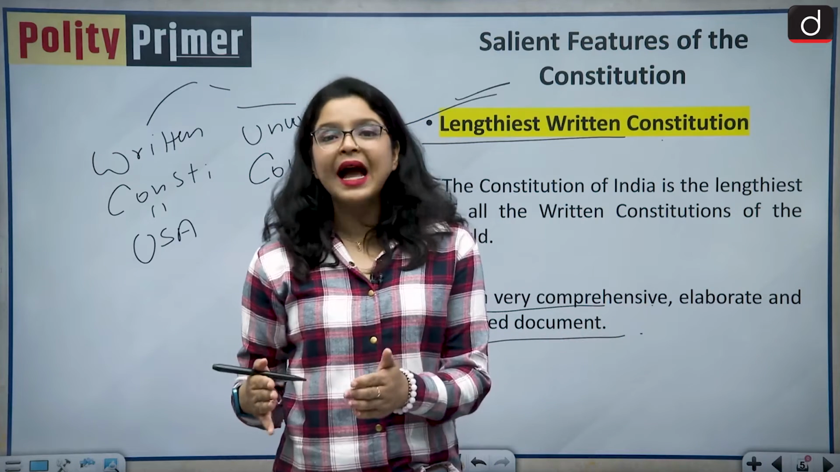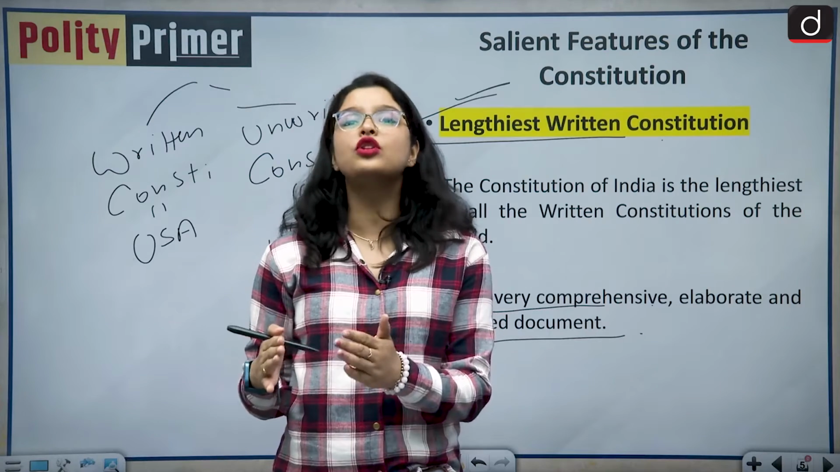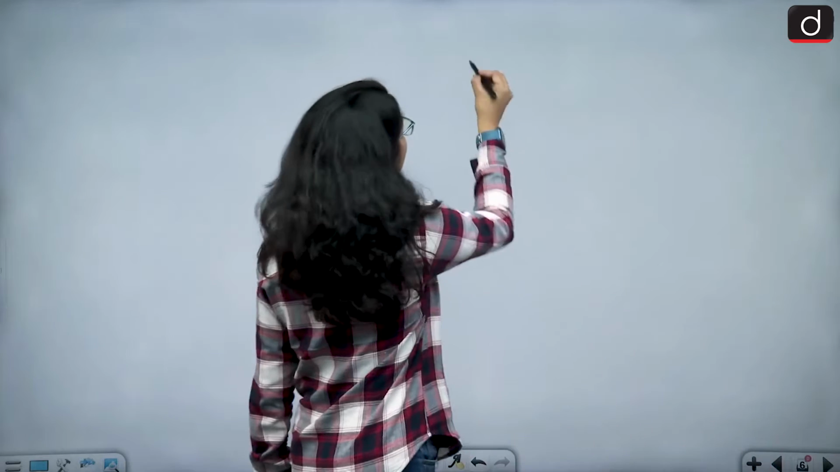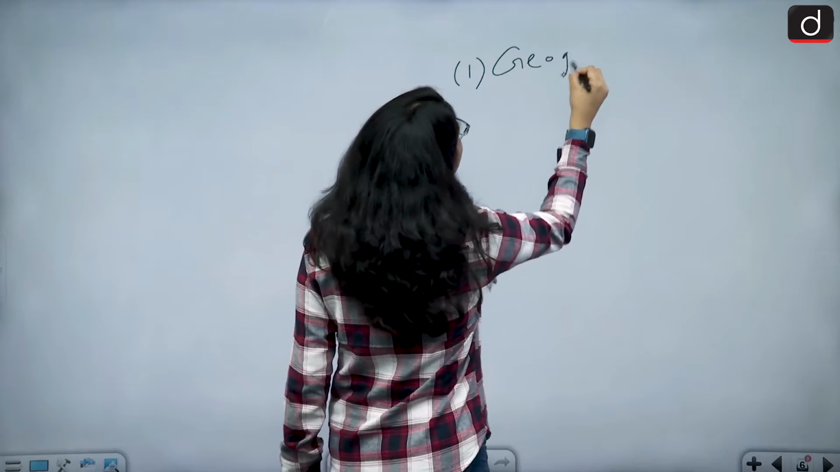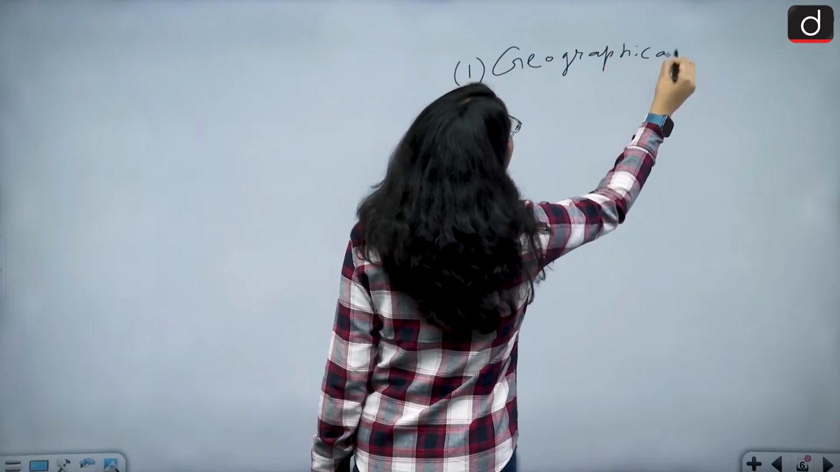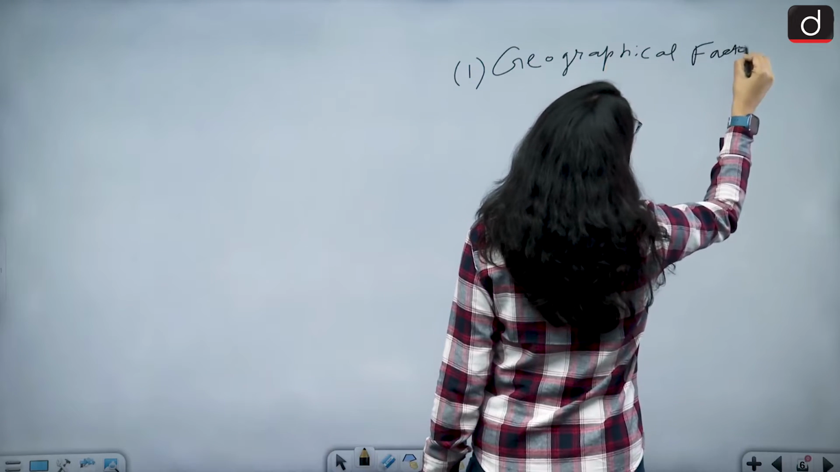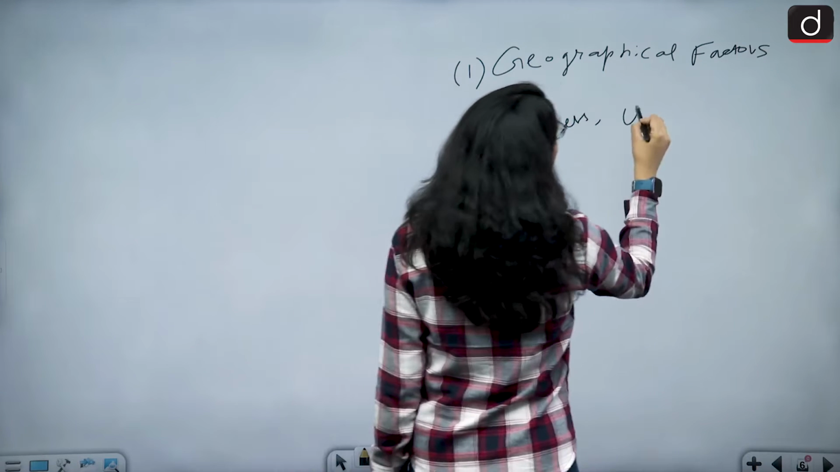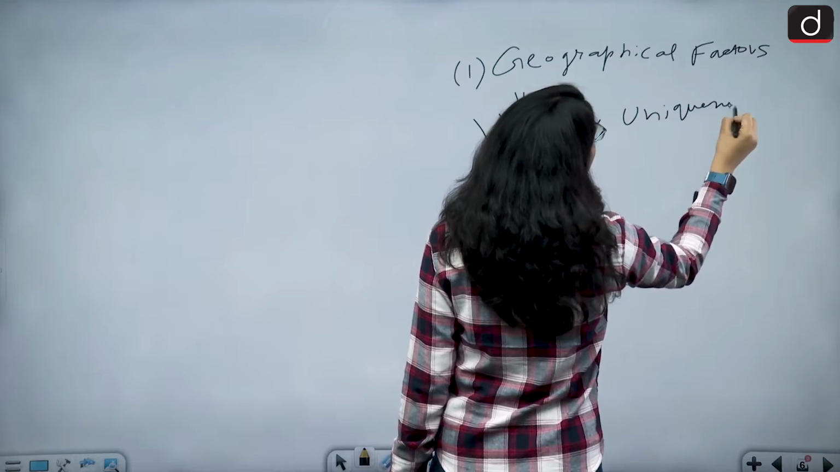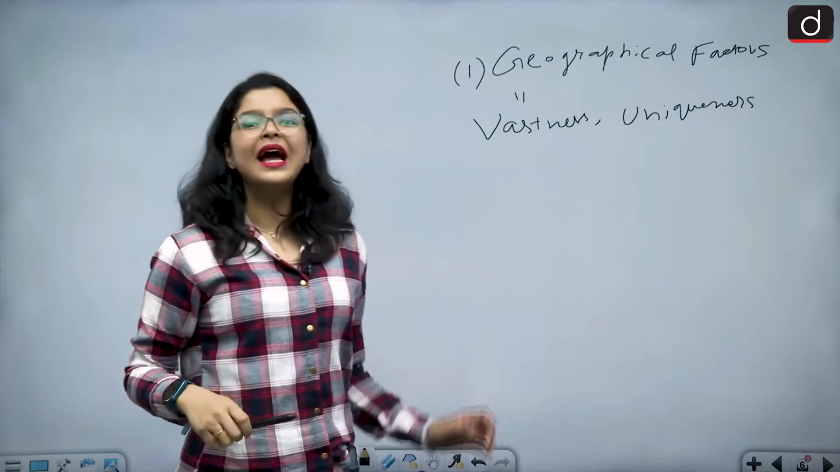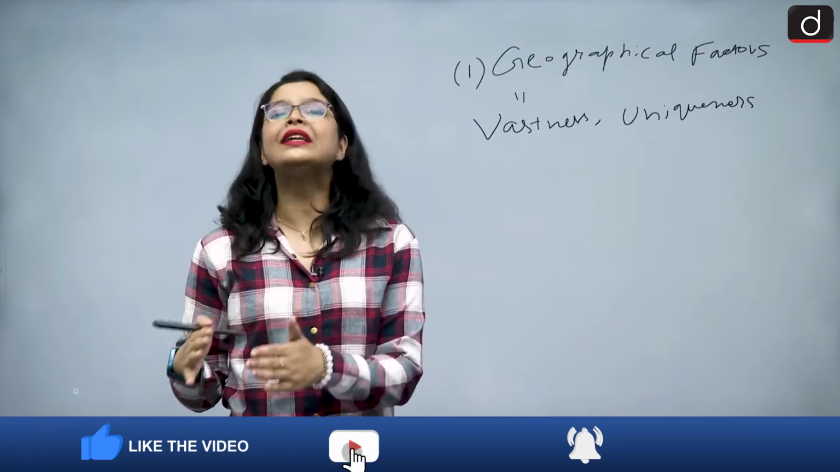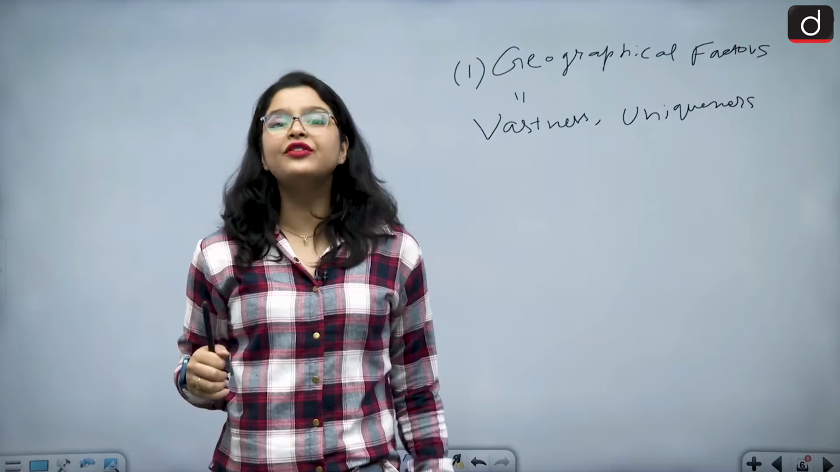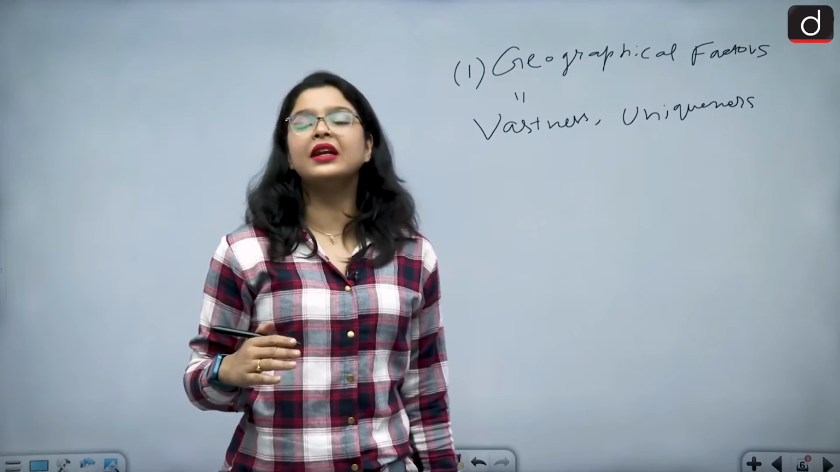So what are the reasons behind it? Why is it known as the lengthiest constitution in the world? So there are various factors involved. So the first factor is the geographical factors. For example, the vastness of the country and the uniqueness of the country. So not only our country is very vast in nature, it is also very unique in nature. You will see various diversity across all over India, and that is why due to geographical features, many of the provisions had to be written down specifically.